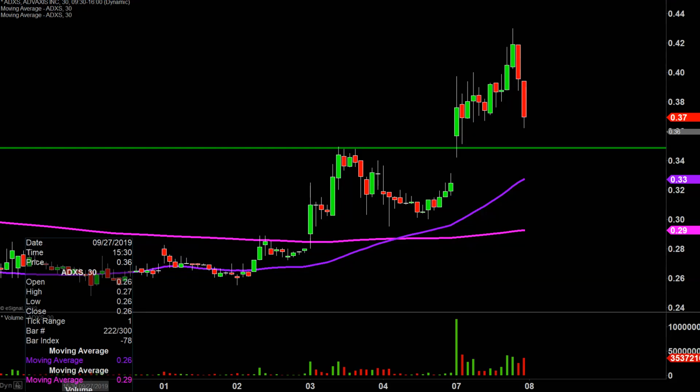Now don't get me wrong, if the price falls below 35, I'm not saying the entire chart is destroyed or ruined or anything like that, but yeah, it would definitely be a big sign of weakness.